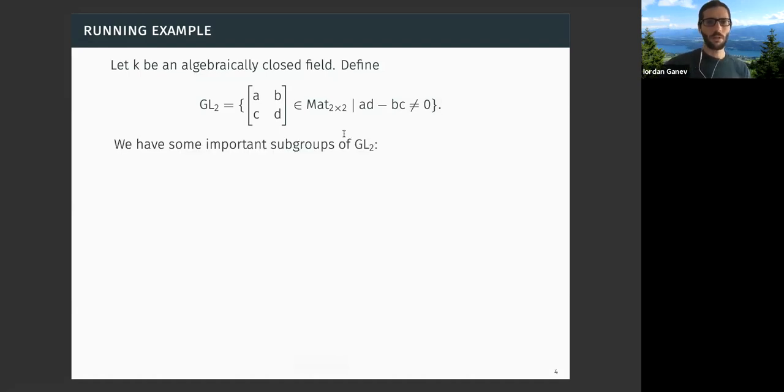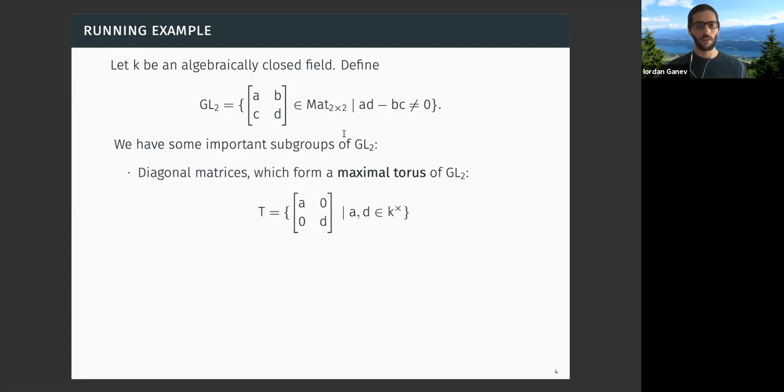And I want to just write down a few important subgroups of GL2. So first of all, we have the diagonal matrices. These are defined by the equation setting B equals 0 and C equals 0. And this forms what's known as a maximal torus of GL2. So that's something we'll discuss later. And A and D have to be invertible elements, so non-zero elements of the field. So this is just really two copies of the multiplicative group of the field.